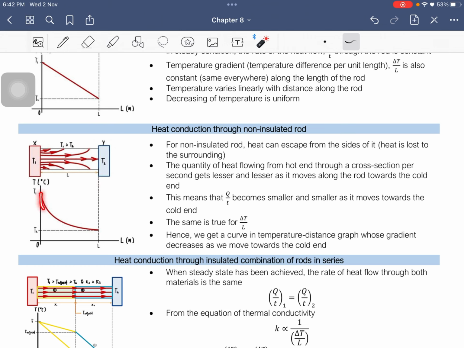That's why it is going like a, what graph is this? Is it a log graph? Let me just check if I'm correct.